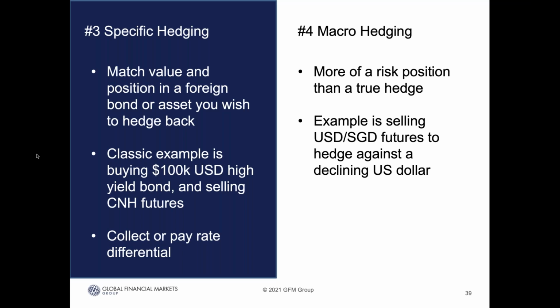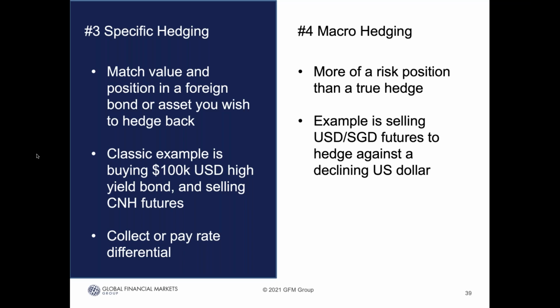So I gave you another example here, which is if you've got a US dollar high yielding bond, but you want your investments in renminbi, you can buy a $100,000 US high yielding bond, and then you can sell the CNH futures to basically convert the dollar bond into renminbi. So whether you collect or pay the rate differential depends on which way you're going.